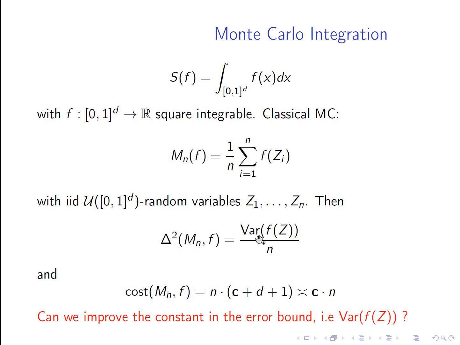Okay, so we have order 1/2, and this order 1/2, well, it's a consequence of Bienaymé's formula, or the central limit theorem, if you like. So about the order 1/2, typically we cannot do much at first. But a question we can think of is, can we improve the constant in the error bound? That is, can we improve the variance here, which means can we make it smaller?